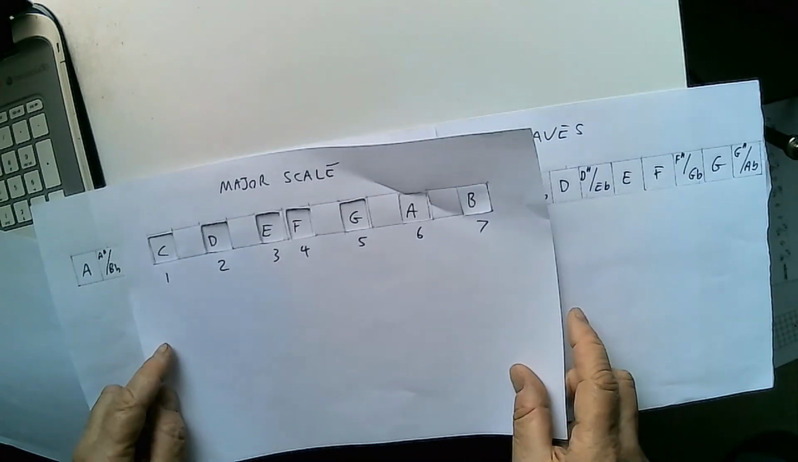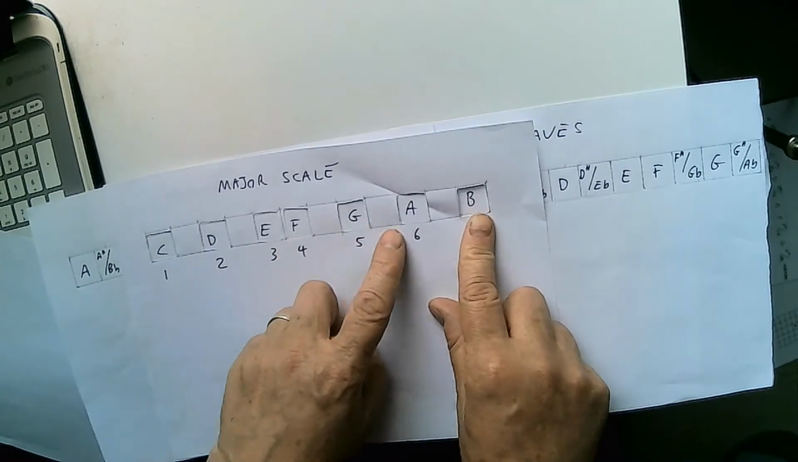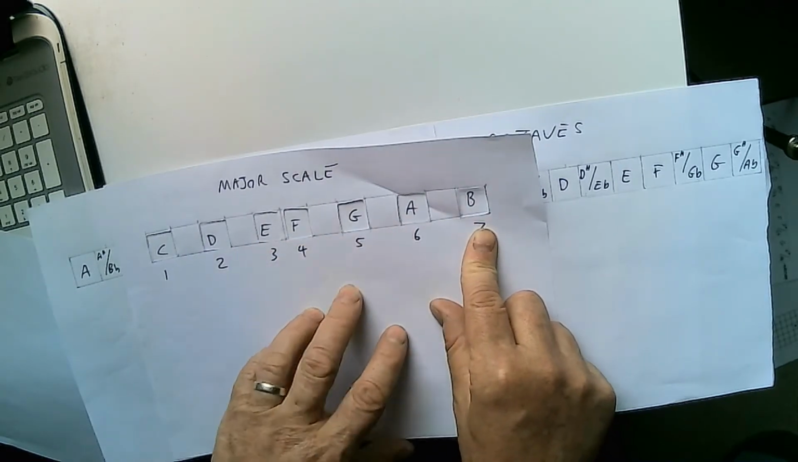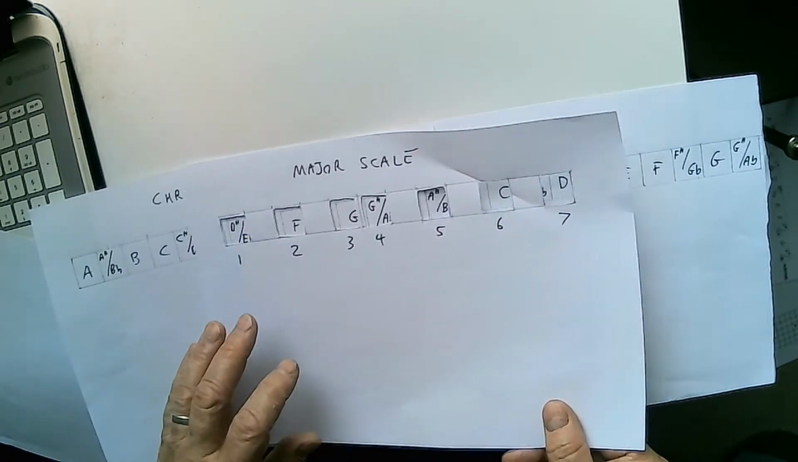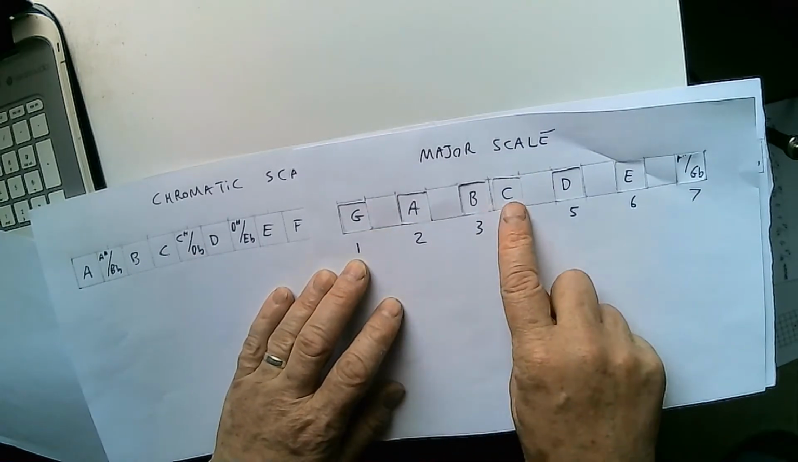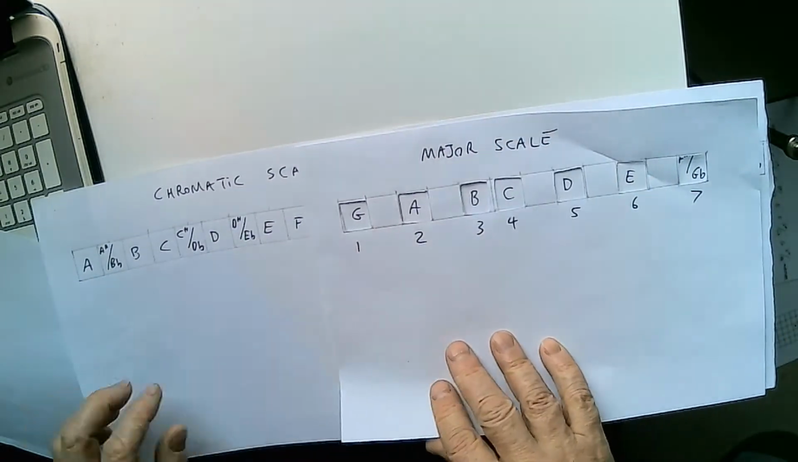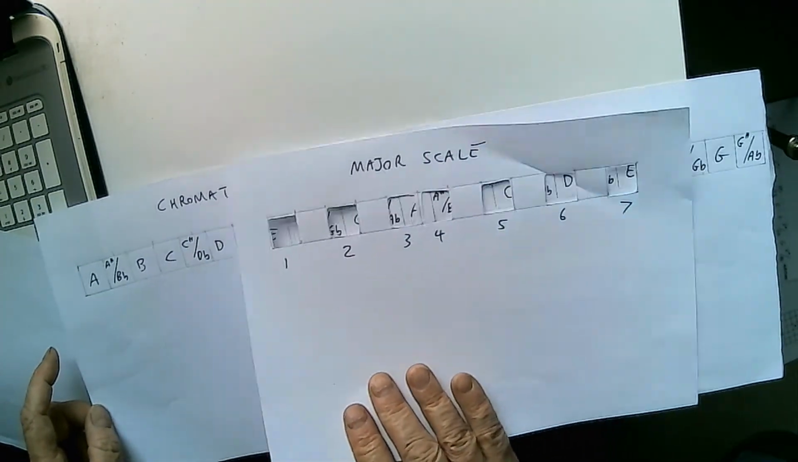So for example, in the key of C, I place that over: C, D, E, F, G, A, B. That is the major scale in the key of C. If I want the key of G, I slide it over there: G, A, B, C, D, E, F sharp. The pattern is the same. So that was the idea of that.